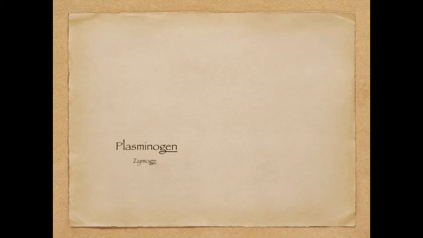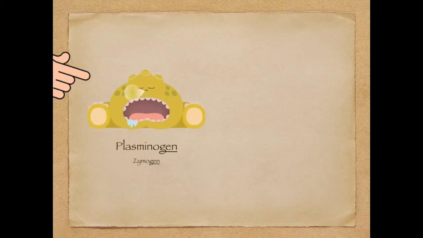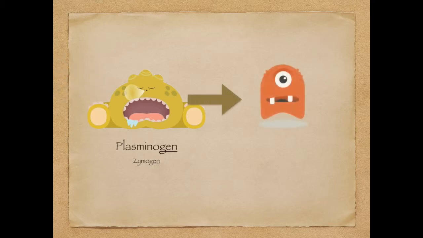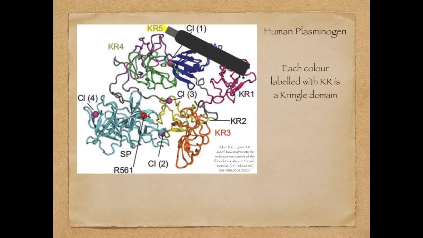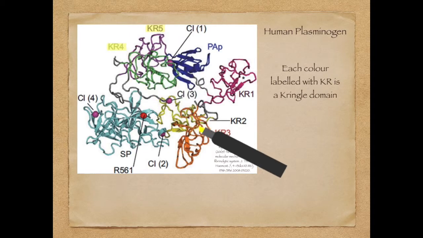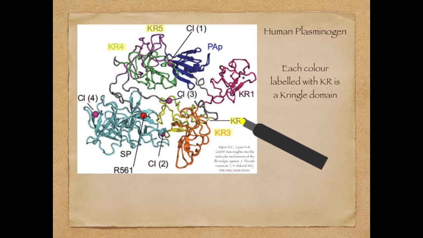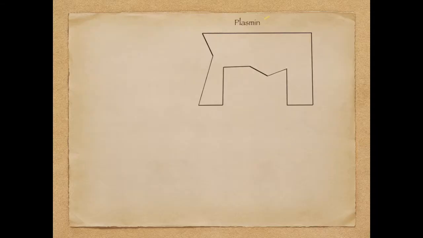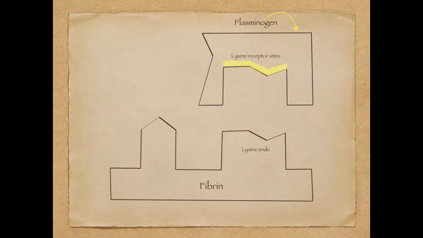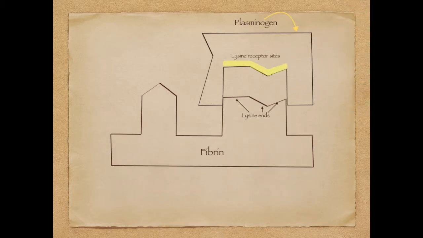Plasminogen is a zymogen, which means that it is an inactive precursor to an active enzyme, plasmin. Kringle domains are protein sequences which have specific tertiary structures, and in this case, relate to the rearrangement of the plasminogen's protein structure. The Kringle domains on plasminogen are also receptor sites for lysine, allowing fibrin to bond to plasminogen.